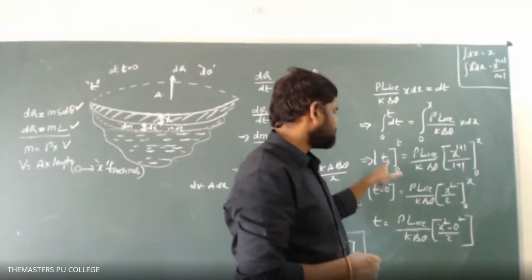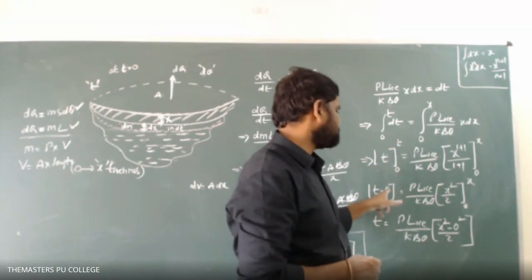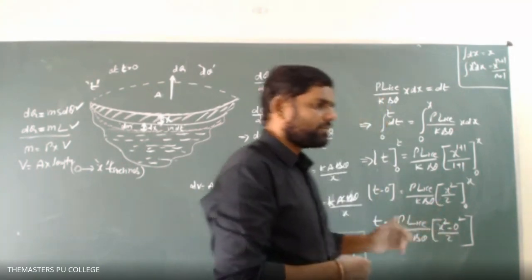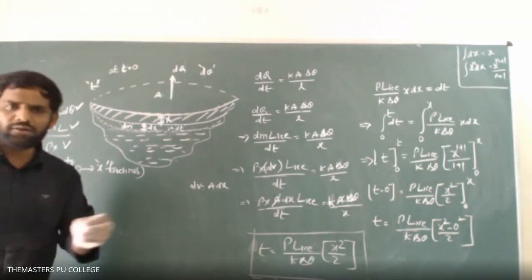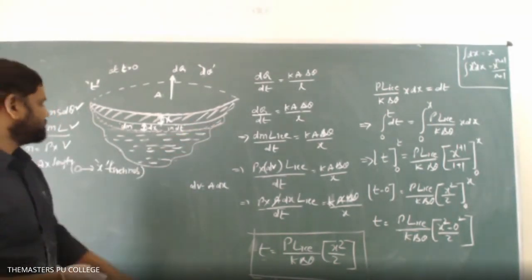Limits will be substituted in this manner: upper limit minus lower limit. Upper limit in place of t means t, lower limit in place of t means 0. That's why I do t minus 0. Similarly here. Okay, I'll narrate one or two points, then you can copy this. Make a note of this.